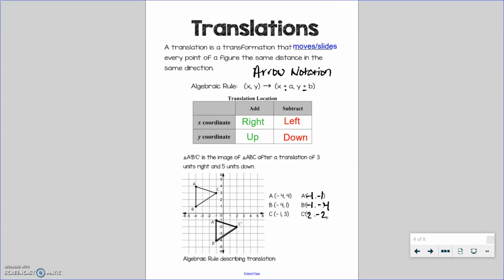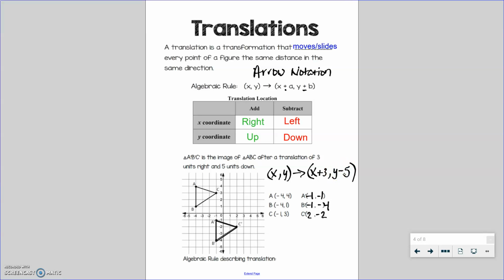Now, if I wrote my algebraic rule, I have x comma y, then an arrow. That's arrow notation. We're going to use that because that pretty much tells us our original image transforms, and what's inside of the parentheses tells us what type of transformation it is. Since we're adding and subtracting, it is a translation. So my x value went 3 units to the right. So if I'm going to the right, I am adding. So x plus 3. My y value, I went 5 units down. Since I'm going down, that's subtracting.